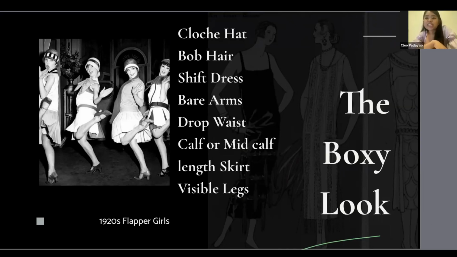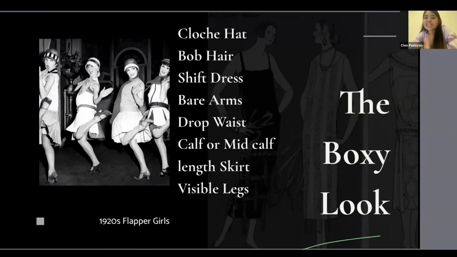And then the shift dress. It's a shapeless dress, and it created the boxy look that the 20s girl very much wanted. And then bare arms for the very first time. They show their arms with this sleeveless dress. And then the drop waist. As you can see from the 1900s, 1910s, it was pretty much high waist. By this period, they dropped the waistline just to create a very straight silhouette.